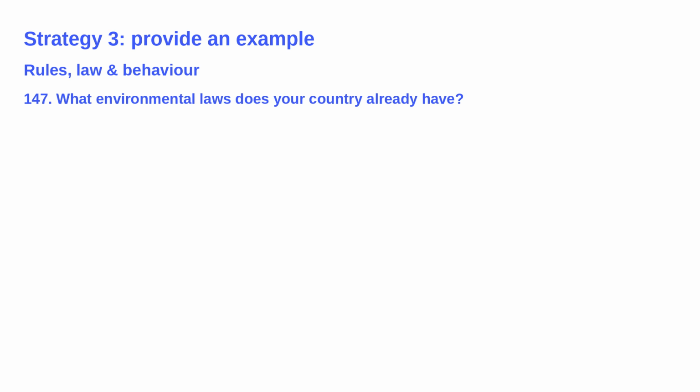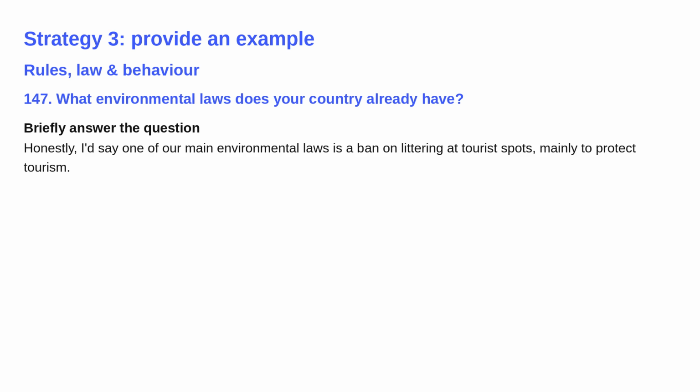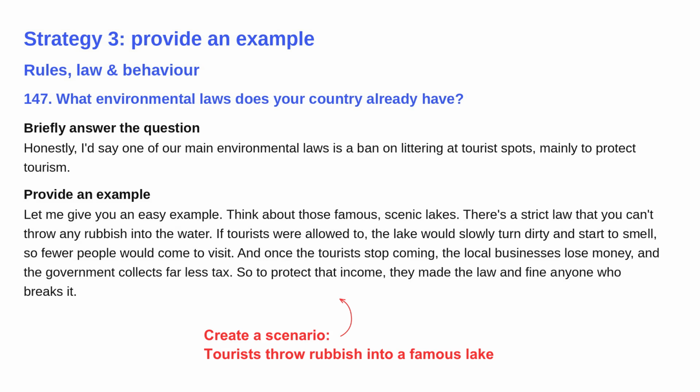What environmental laws does your country already have? Honestly, I'd say one of our main environmental laws is a ban on littering at tourist spots, mainly to protect tourism. Let me give you an easy example. Think about those famous scenic lakes. There's a strict law that you can't throw any rubbish into the water.